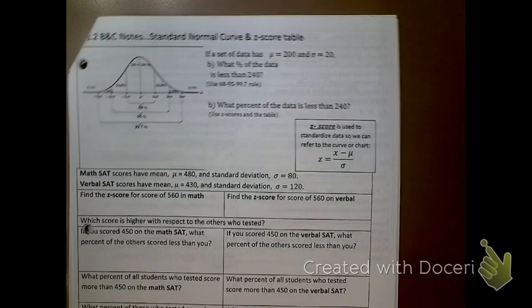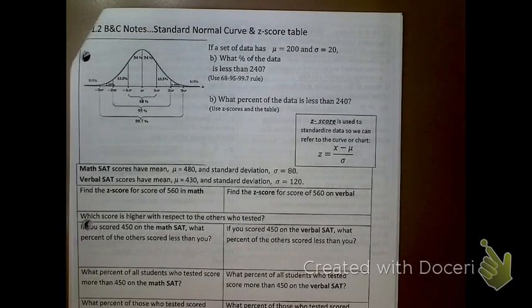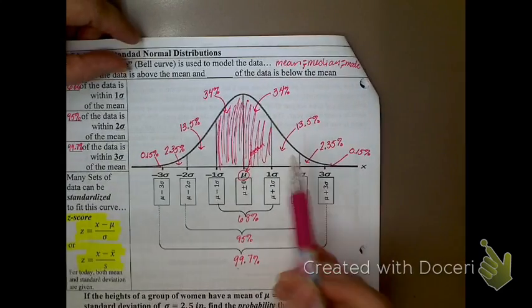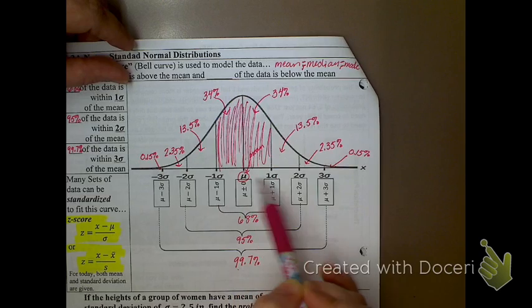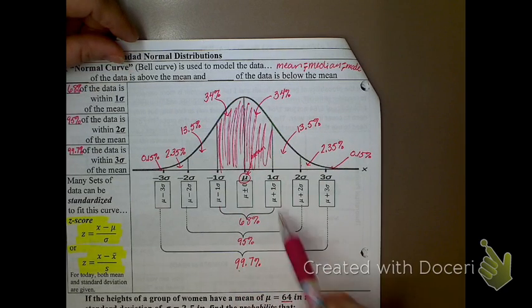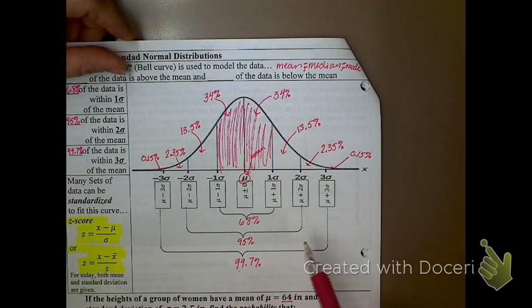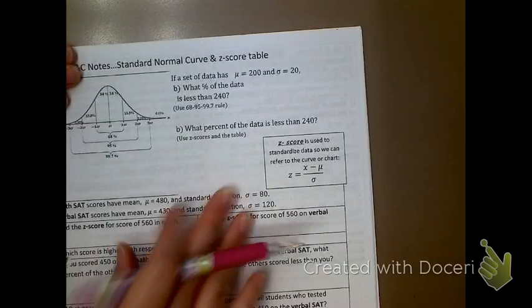So here we go with 21.2 B and C. Now on Friday we started off learning about the normal curve, and we figured out all the percentages for these things, and we found out how to find our values right here. This was a method called using the 68, 95, 99.7 rule. Now that's not always possible, and that's what we're going to see today.